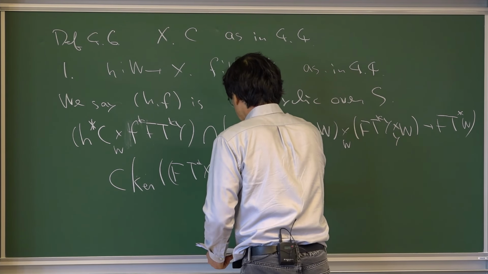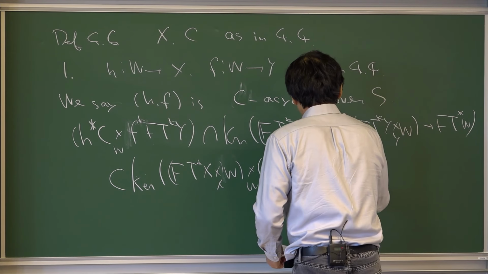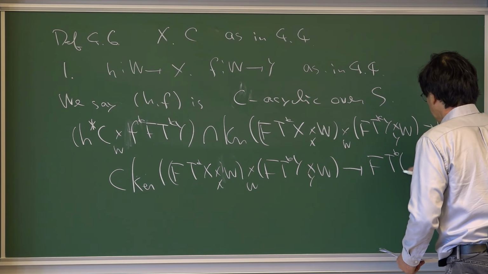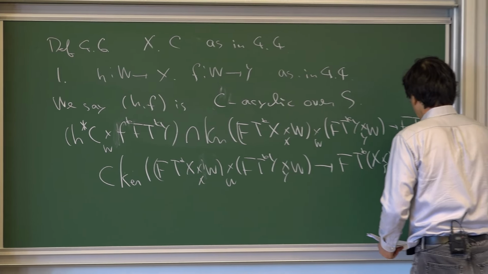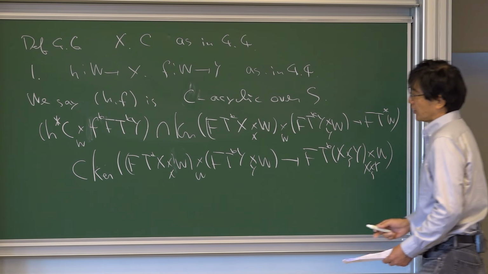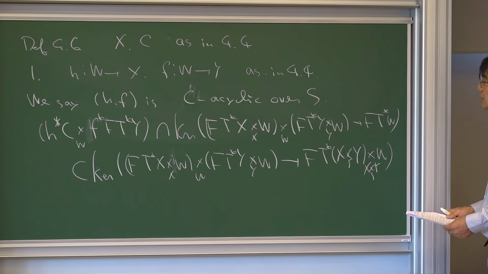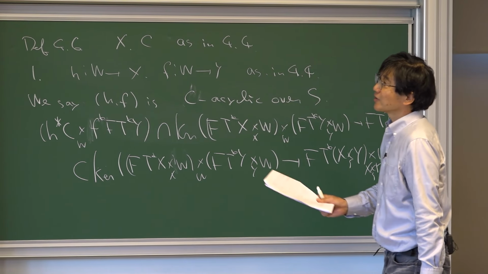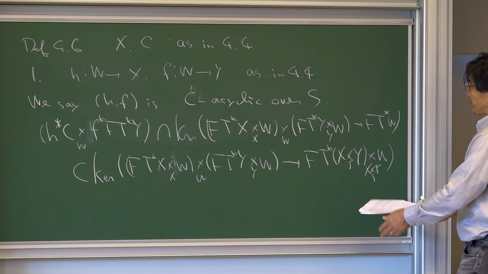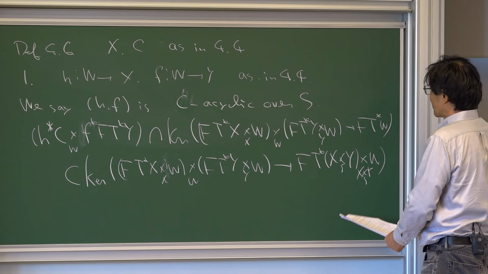So I'm just copying the same thing here. But this goes to the pullback of the fiber product, and I require this inclusion. So the idea is somehow similar to this definition for F, but it's less straightforward, so it's not easy to explain.